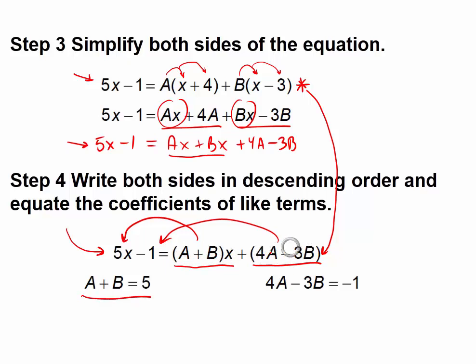Since these are my only constant terms on the right here, I know that 4a minus 3b is going to have to be equal to -1. For these two sides to be equal, those two things are going to have to happen. And notice what we have now is a system of two equations with two unknowns. We know how to solve a system of two equations with two unknowns.